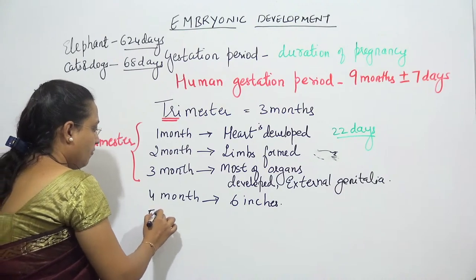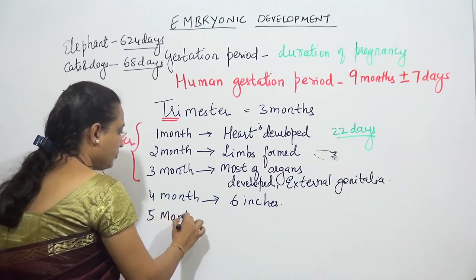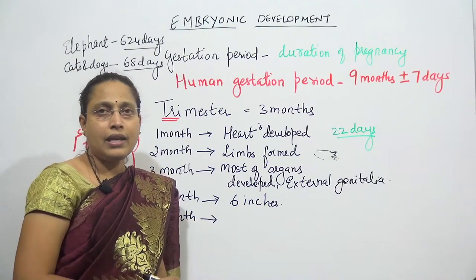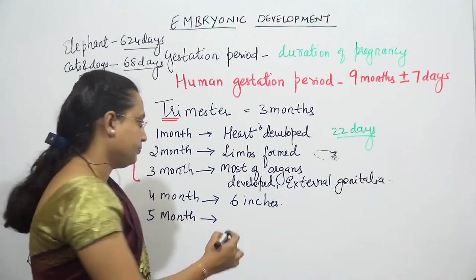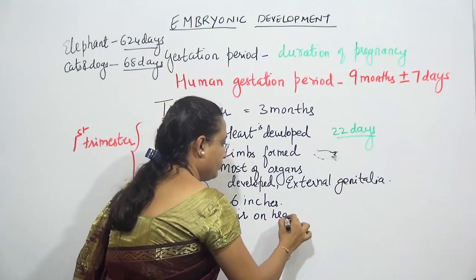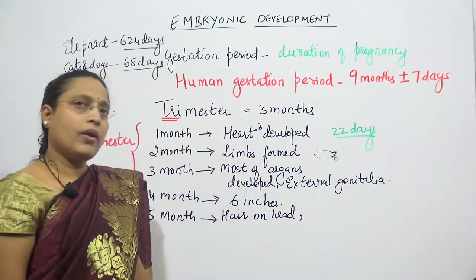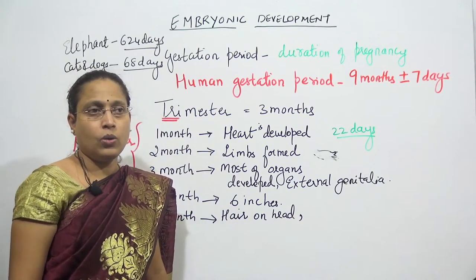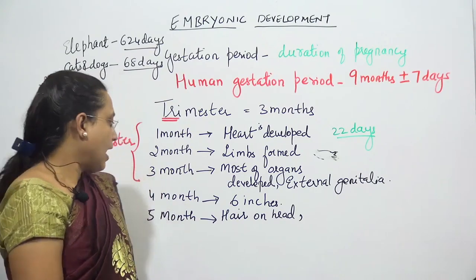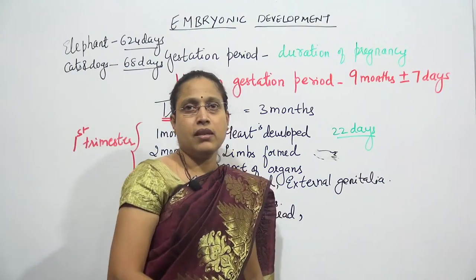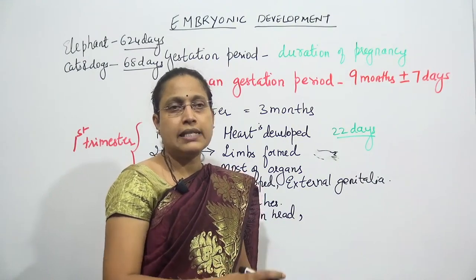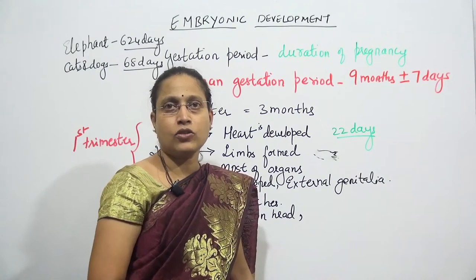Then coming to 5th month. In 5th month, hair starts appearing on the head. So hair starts appearing on the head region. So that will be in which month? The 5th month. Okay. And apart from this, the fetus will now start moving. Inside the womb, the fetus starts moving. The first movement will occur actually in the 5th month.